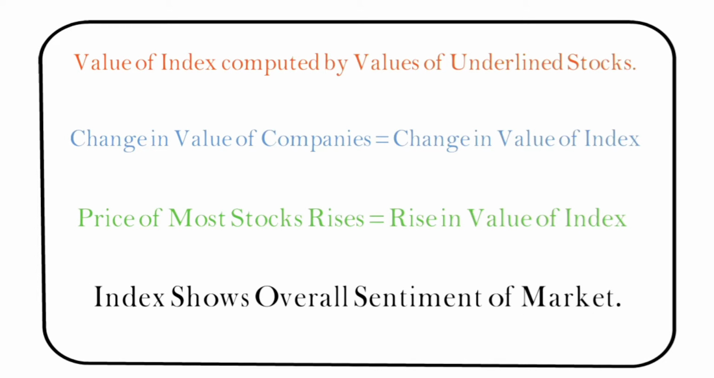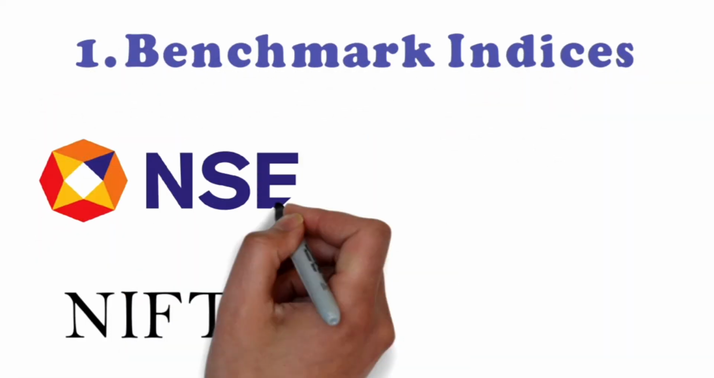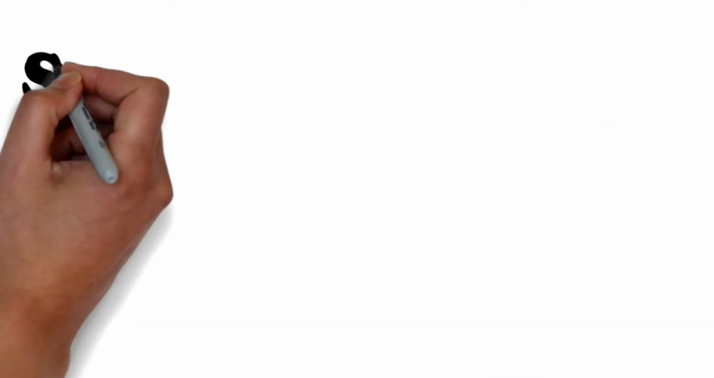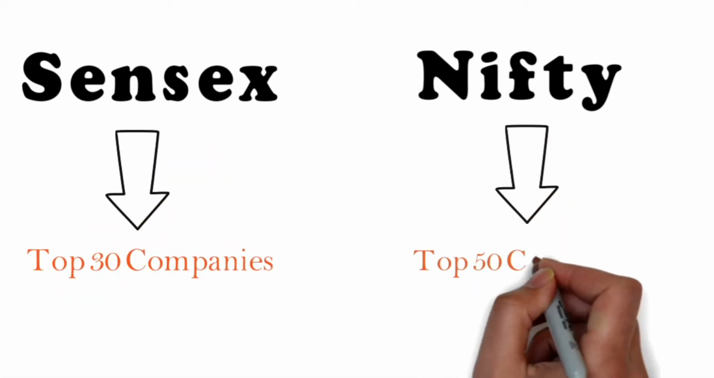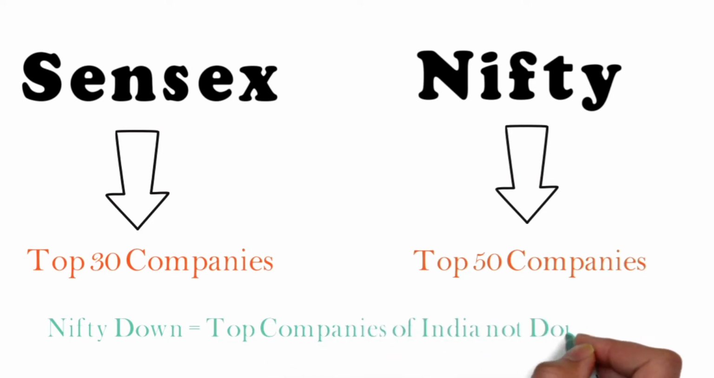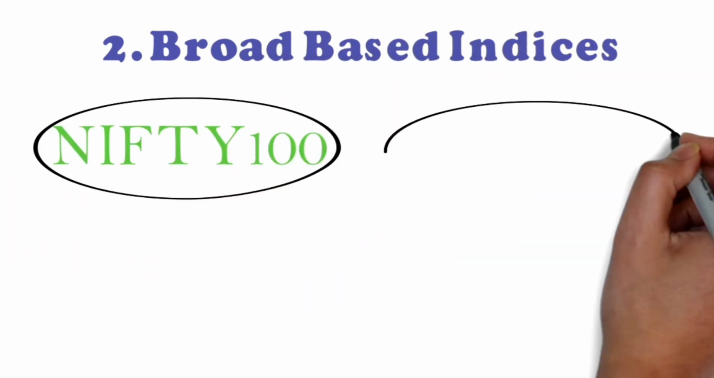Now let's have a look at some of the most notable indices in India. Number 1. Benchmark indices like the Nifty index from NSE and Sensex index from BSE. Now, as I told you in the last class as well, Sensex and Nifty are benchmarks comprising of top 30 and 50 companies of our country. They are used as a barometer to check the mood of the market. For example, if the Nifty is down, you find that topmost companies of India are not doing well at that given time.